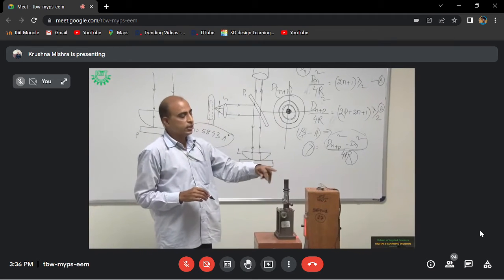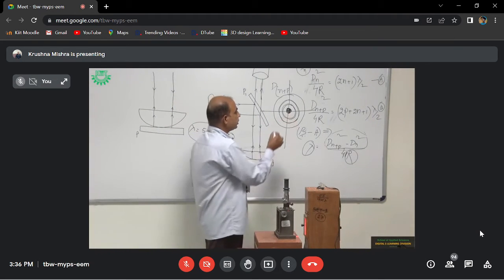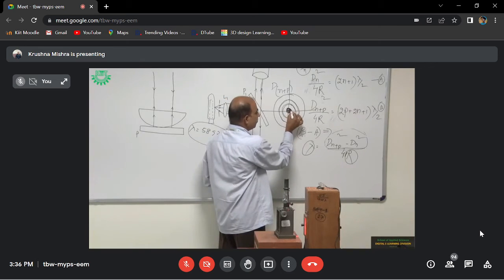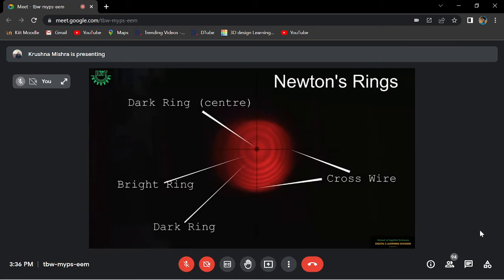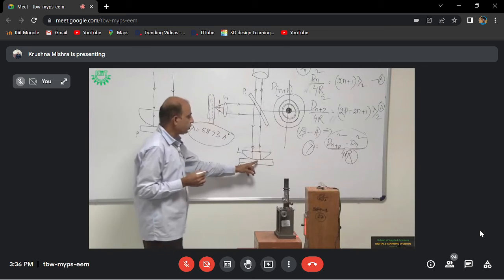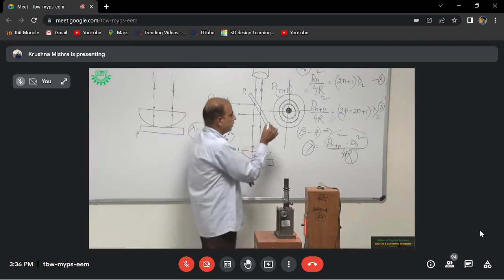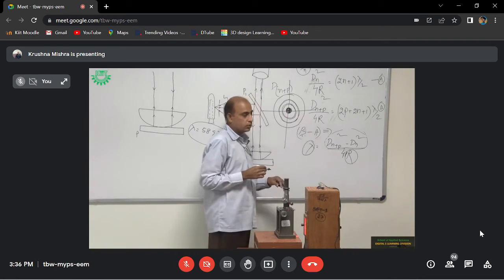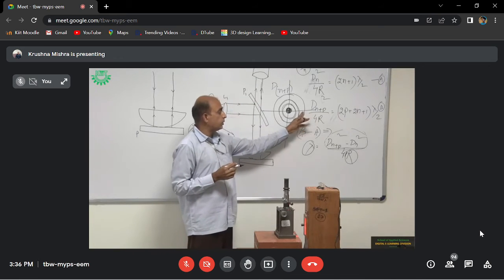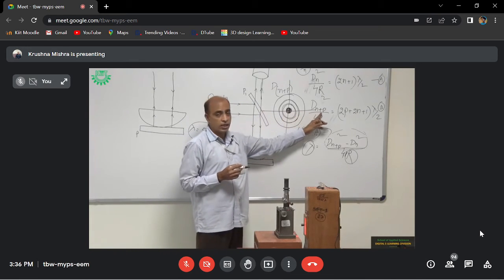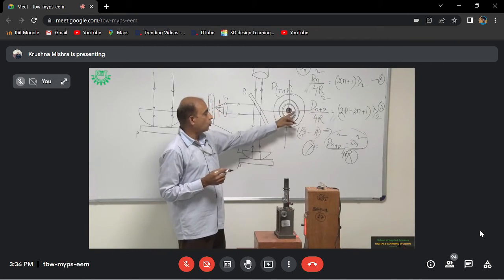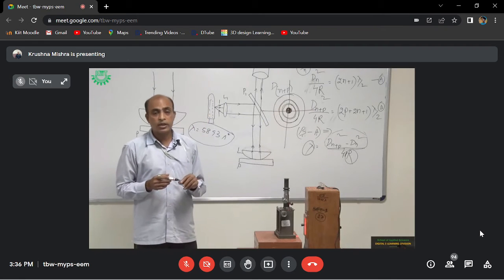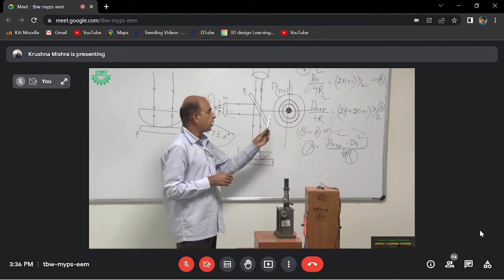That is, there is a cross wire here. Through the eyepiece you can see this cross wire, and the intersecting point of the cross wire must coincide with the center. That is the point of contact of the plano-convex lens and the plain glass plate. Otherwise the diameter will not come correct. So in order to find the diameter correctly, this horizontal line mainly must pass through the center. Otherwise, the diameters of all rings come out wrong.